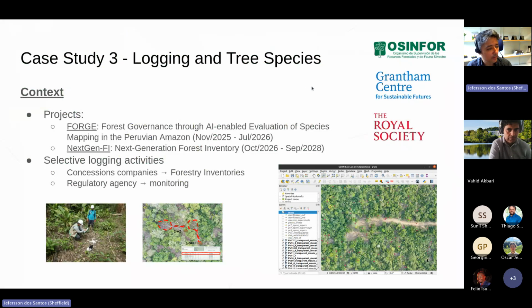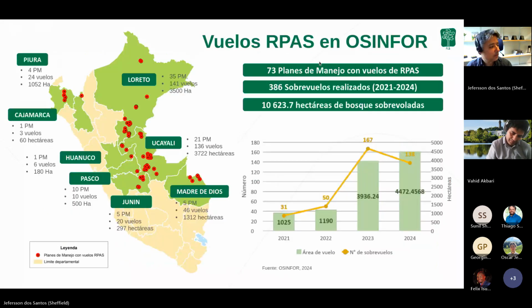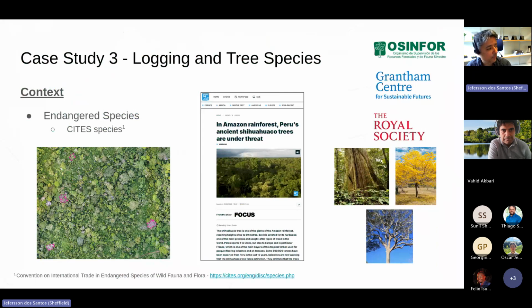This project, we are collaborating with Peruvian agents. They are using drones to collect data from several concession areas. You can see here the Peruvian map, and all the regions they are monitoring right now. They are collecting a lot of drone data from these regions. This is an example.